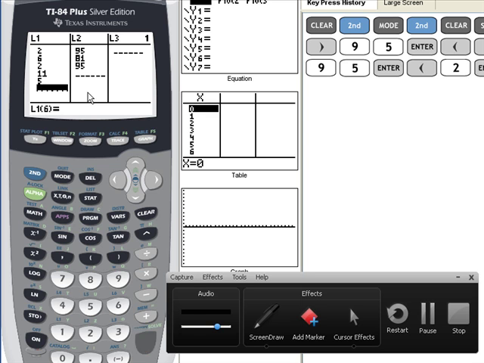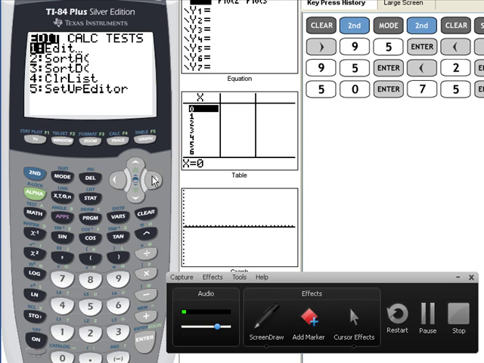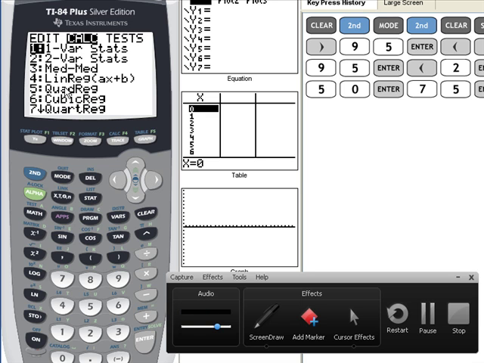Okay, so we have our x's in L1, our y's in L2. Now we go to stat, and we want to calculate. This time I want to do linear regression, so I'm going to choose number 4, and I have to tell it which columns to use, so I'm putting L1, comma, L2.